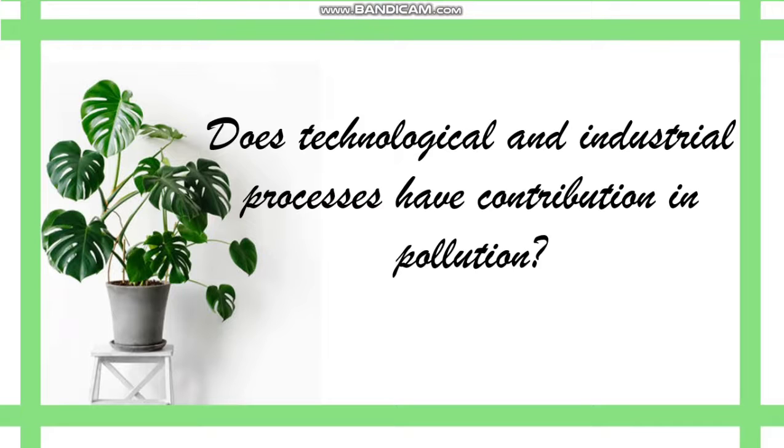Technological and industrial processes are making new products and new technologies, and that leads to the release of toxic chemicals that are very harmful to our living things. If those toxic chemicals are released into our environment, these pollutants contaminate water, soil, and air.